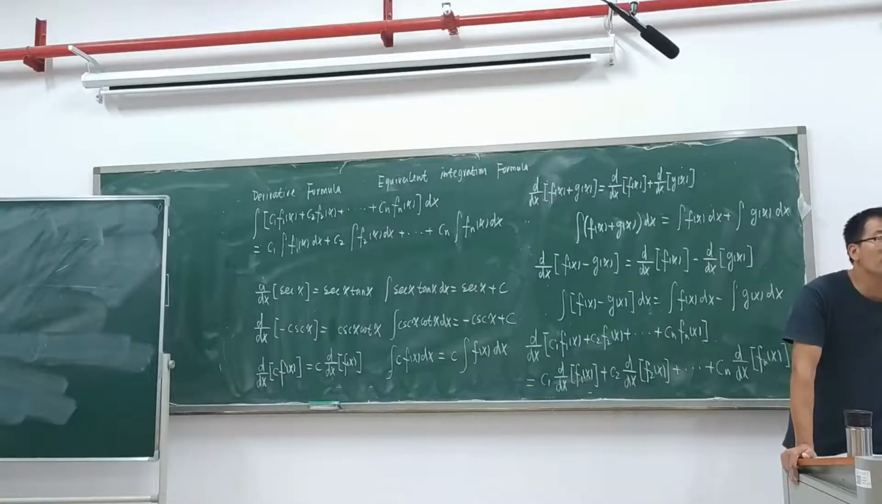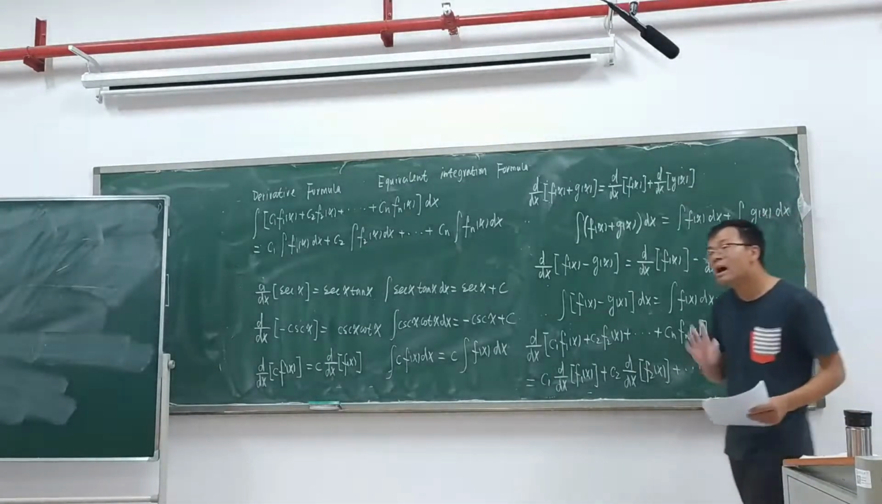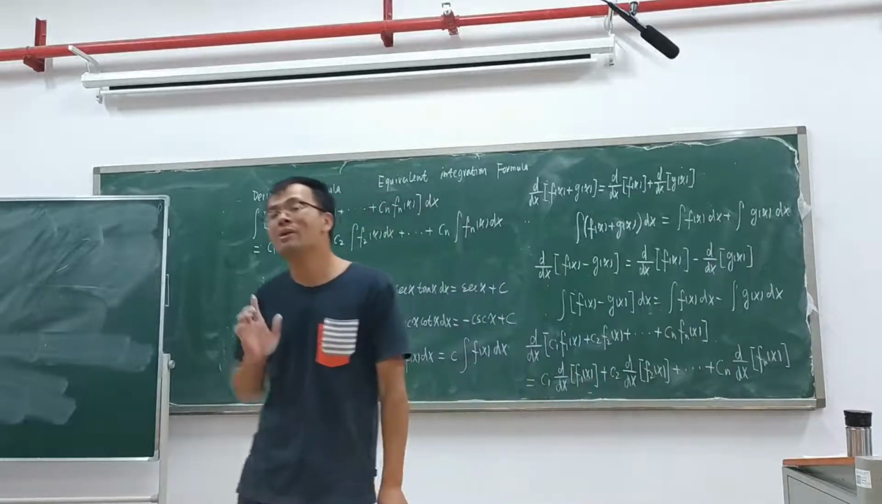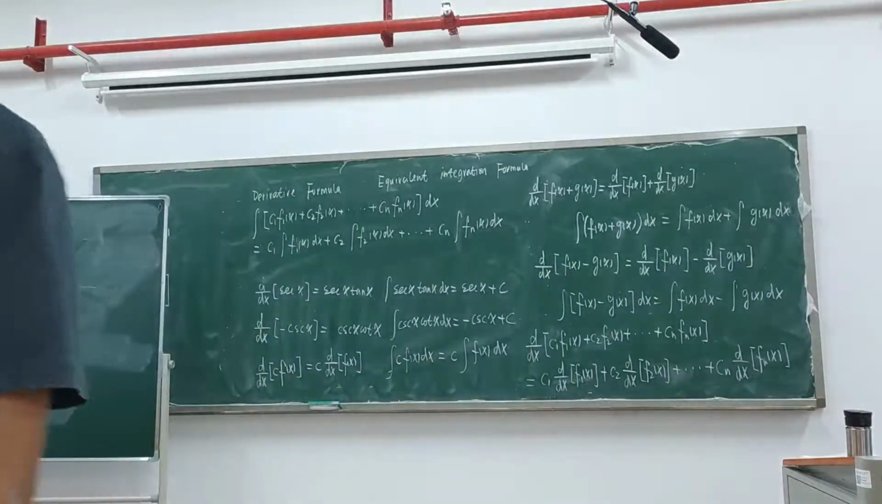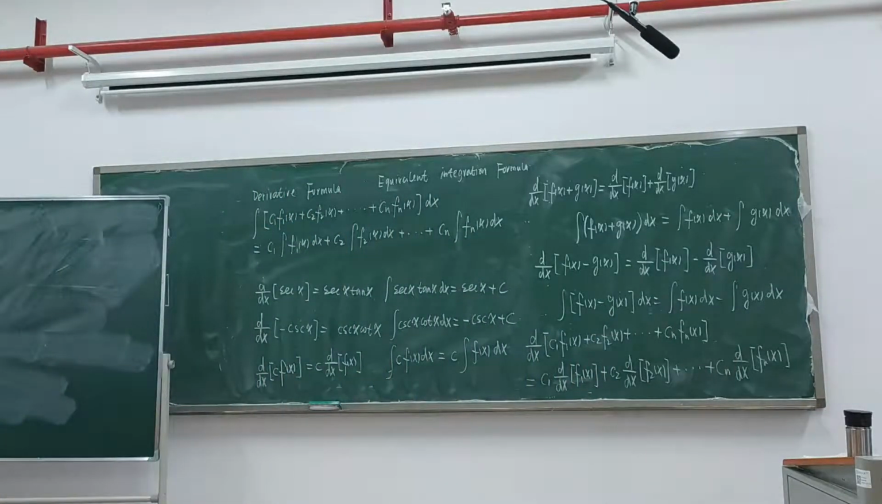Chapter 6 is very important. Okay. So I will slow down this part. So chapter 6 is very important. So I will slow down. So chapter 6 is for the integration, for the indefinite integration and the definite integration.